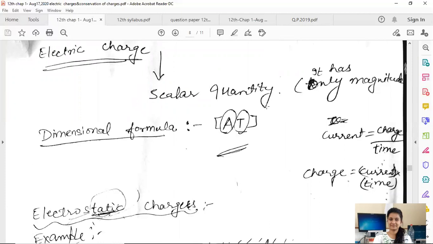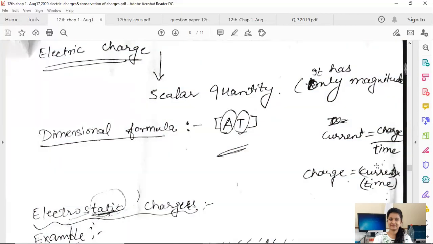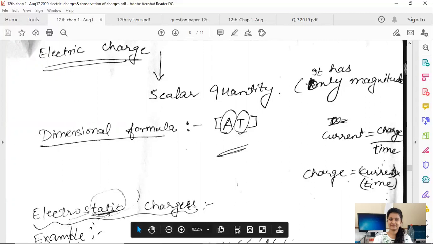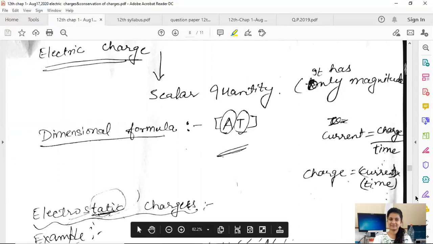Electric charge is a scalar quantity, meaning it has only magnitude. And the dimensional formula is AT, ampere time. How is it derived? As we know, current is charge per time. Current is the ratio of charge by time, and charge is the product of current into time. So current is in ampere and time is represented by capital T.